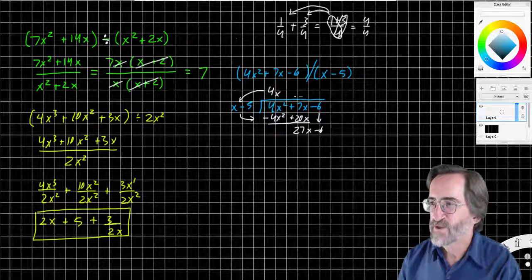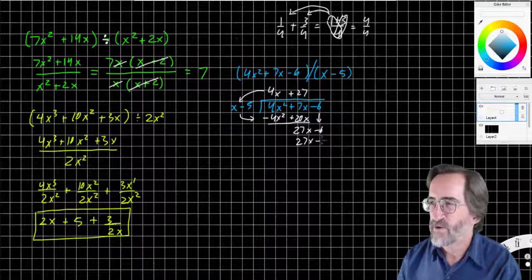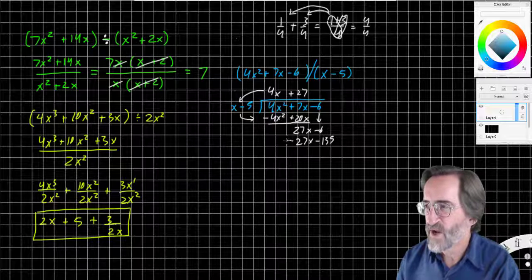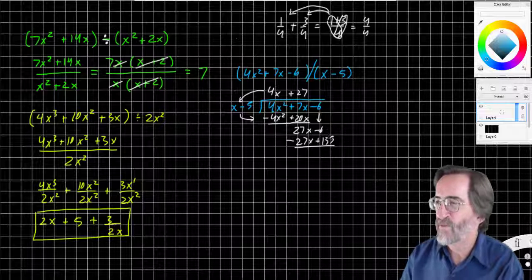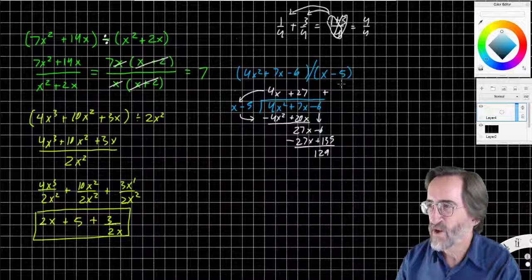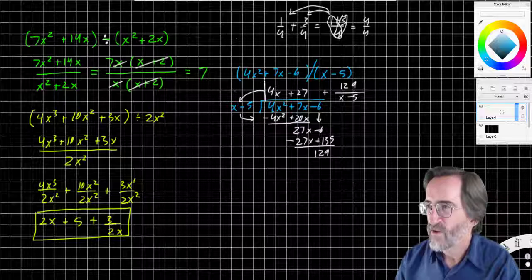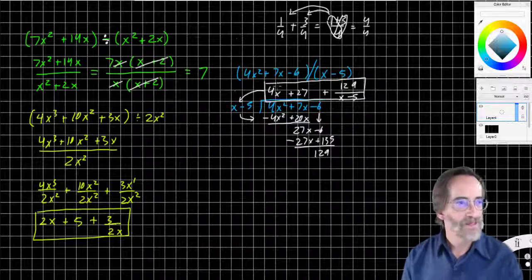And now x times what is 27x? It's 27. Multiply 27 times x. 27 times 5. That's 135. Subtract, which means change both signs and add. 27x minus 27x is 0. 135 and negative 6 is 129. And so I write my remainder as this: 129 over x minus 5. And there is my final answer. Okay, so that's long division.